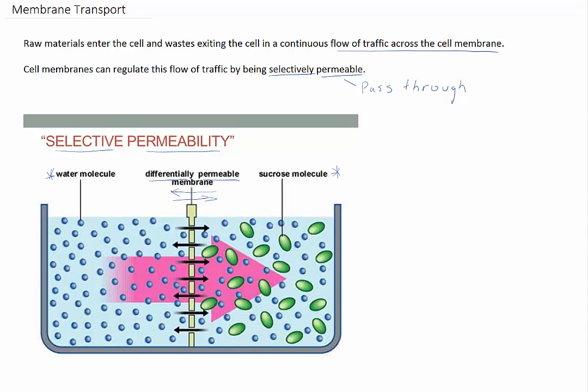However, the sucrose molecules, represented by these green shapes, are too large to move through the holes in the membrane, so they can't go from the right side of the container to the left side. This means the membrane is impermeable to the sucrose molecules. In other words, they can't pass through that membrane. So because of this property, the membrane is selective about which molecules can and cannot pass through or permeate that membrane.